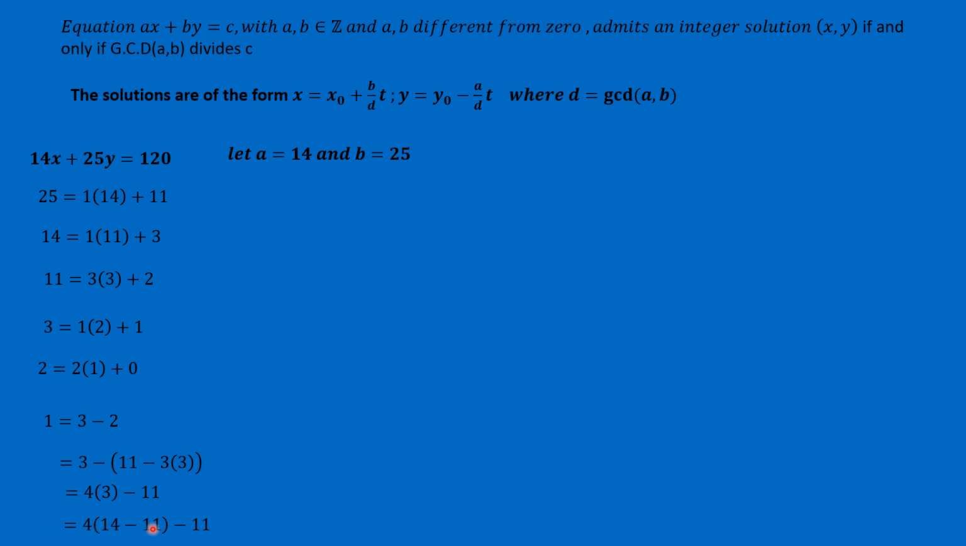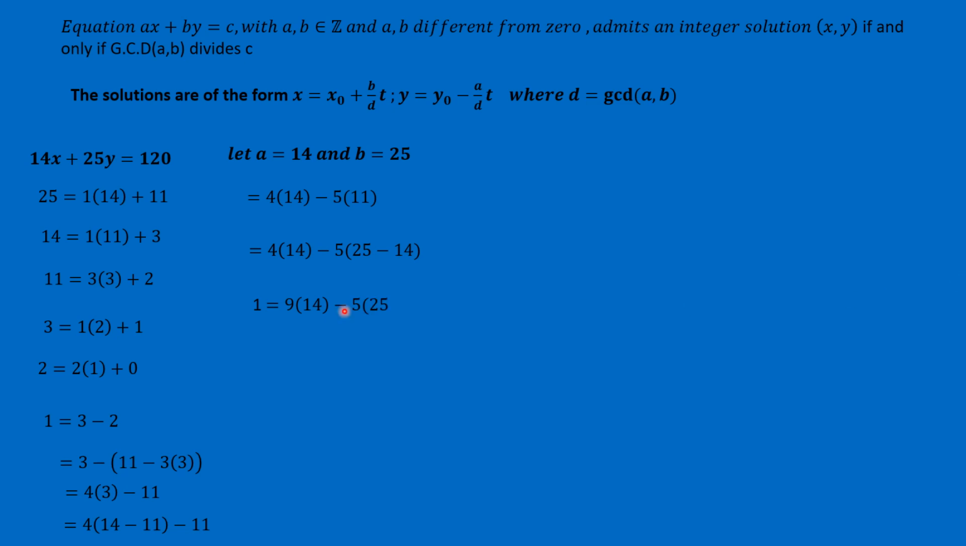Please don't simplify, put it in parentheses. That will be negative 4 into 11 minus 11. So that will be negative 5 into 11. Now at the end of the day, we have what? 4 into 14 minus 5 into 11. At the end of the day now, we replace 11 by what? 25 minus 14. That will give us what we have there.